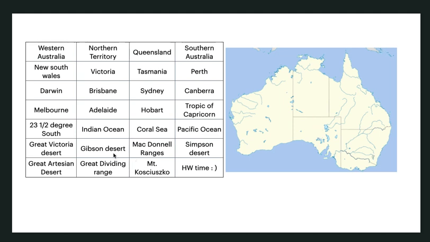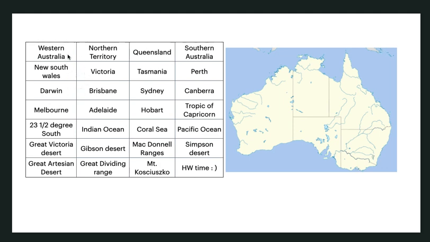Yes, and again Gibson Desert comes in Western Australia at the top, and Great Victoria Desert comes here, down below the Gibson Desert, and it is diagonally opposite to Queensland. And here is Victoria, and Victoria's capital is Melbourne, correct? Yes, now let's see some other names.